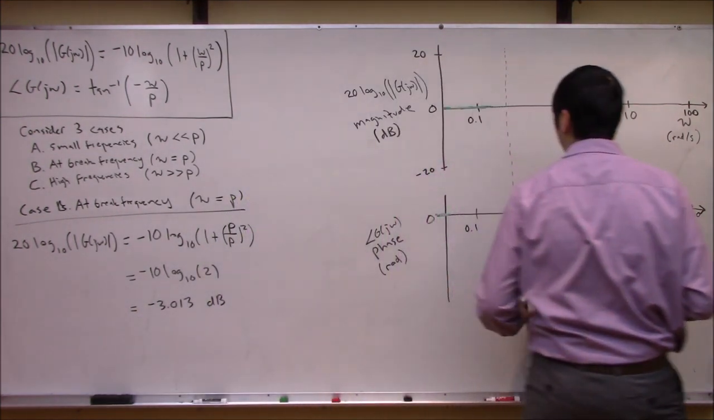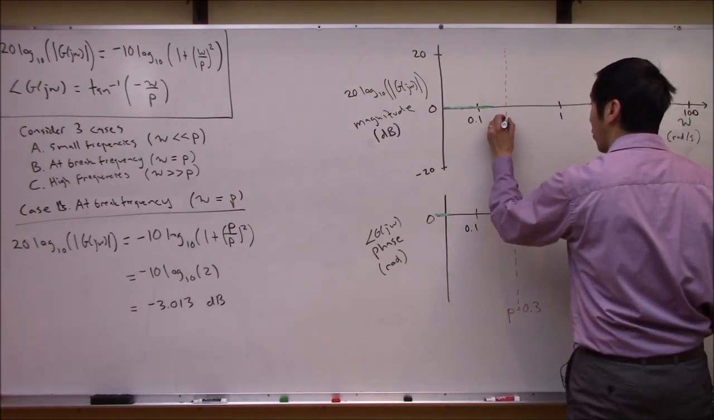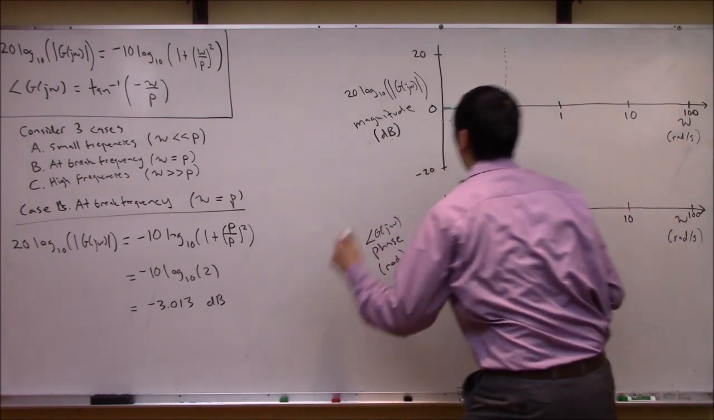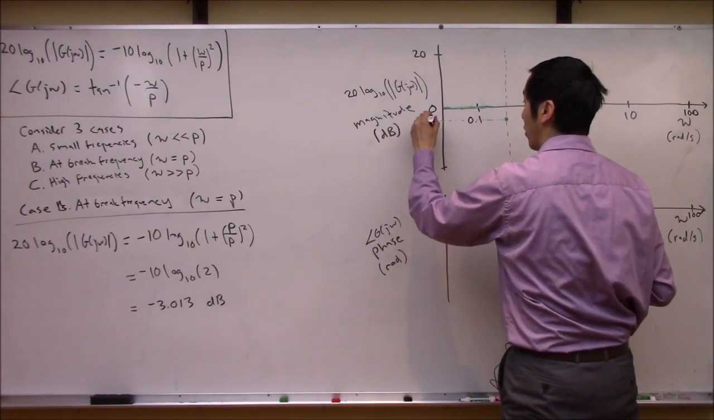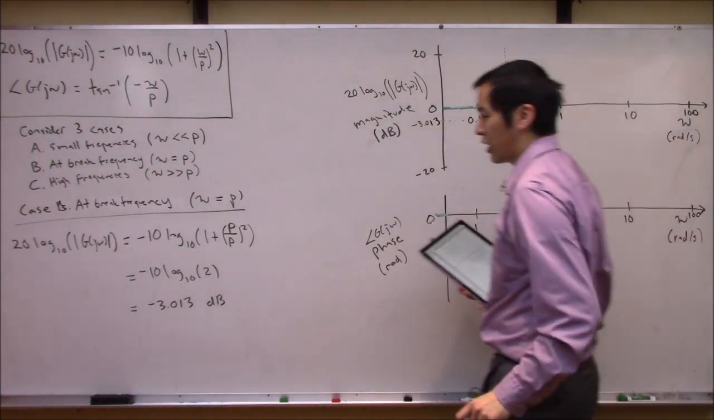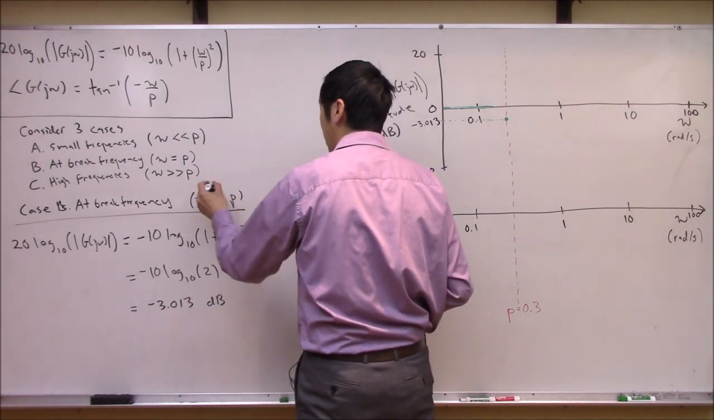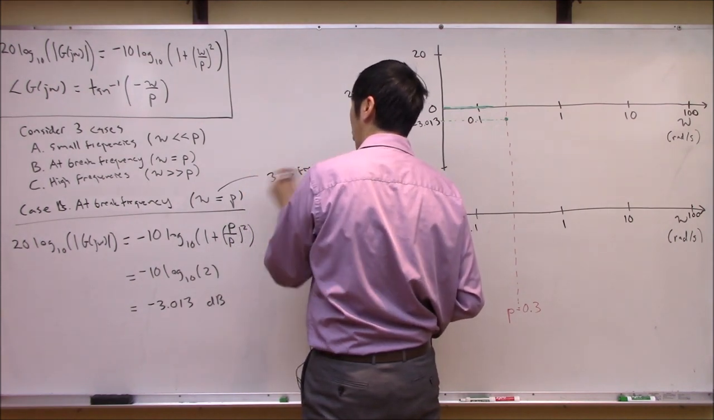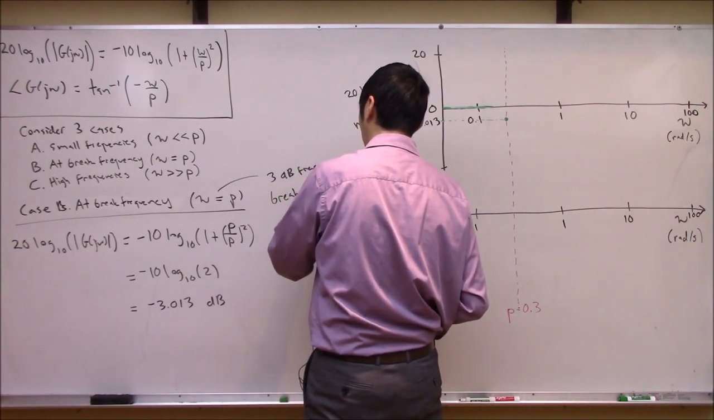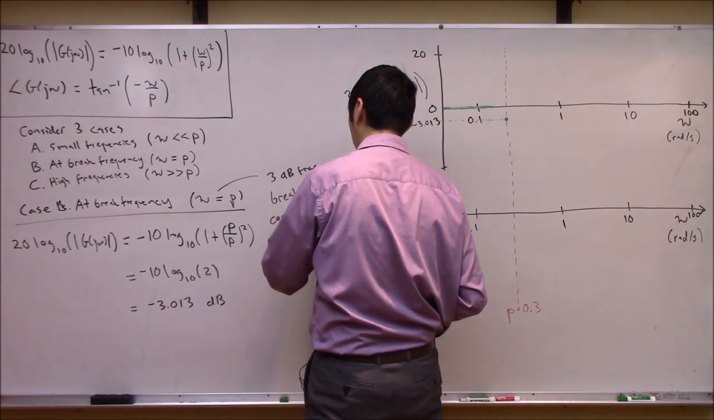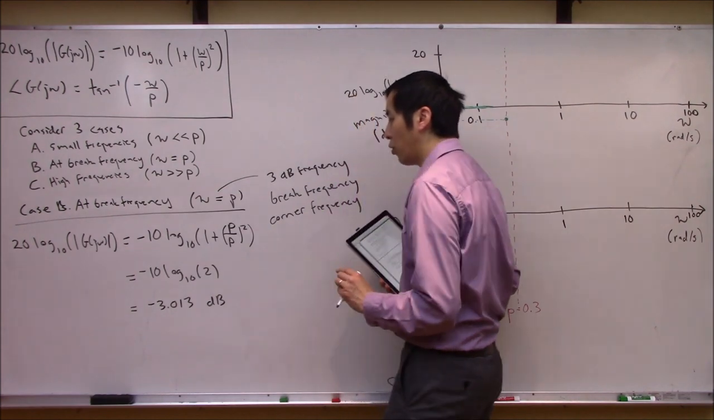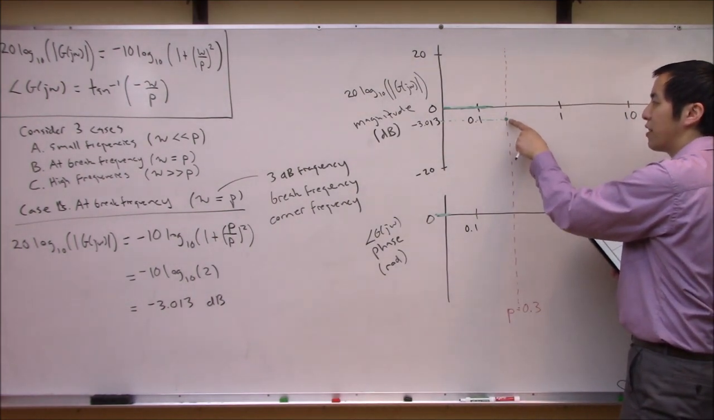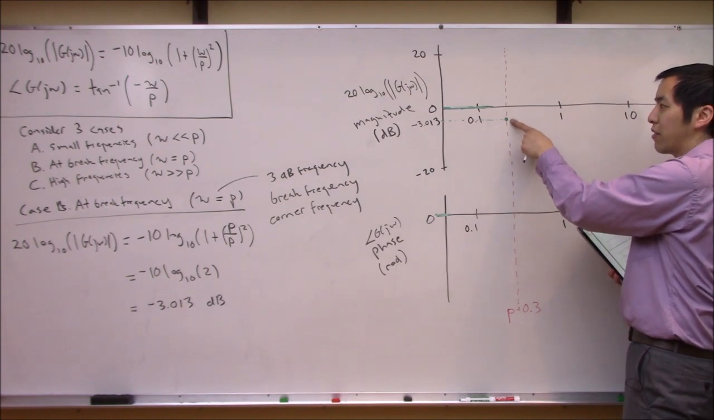So what I can do over here on my plot is put an exact point right here, right? And this point, I know for a fact, is minus 3.013 dB, okay? This is actually kind of significant. Some people call this frequency, omega equal to P, your 3 dB frequency. You'll also hear, as I called it earlier, the break frequency. Some people also call this your corner frequency. It's basically when the frequency is equal to the pole value. There are all these different names for it, and we're going to see why it's called these things in a second. But I just want to bring your attention to the fact that right here, this is an exact point. I know the Bode plot is going to go through this point exactly. This is not an approximation here, right?